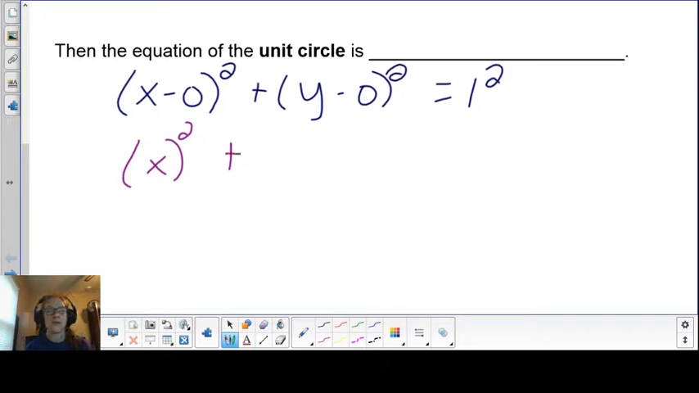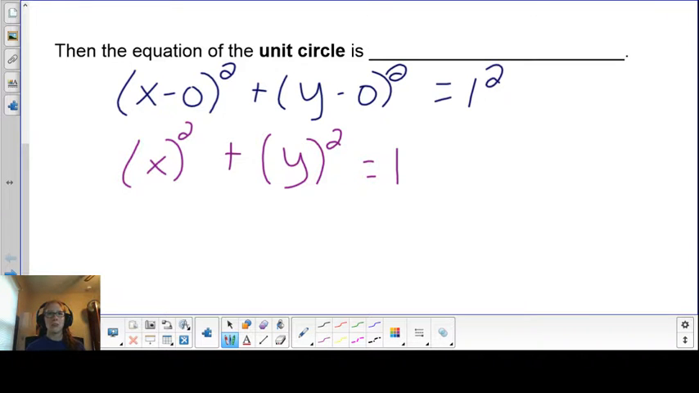Let's take a look at that second set of parentheses. What about y minus 0? What is that going to be? Well, it's the same. It would just turn into y. And there's nothing else on that other side of the equation except for that 1 squared. What is 1 squared? Well, essentially, it's just 1.